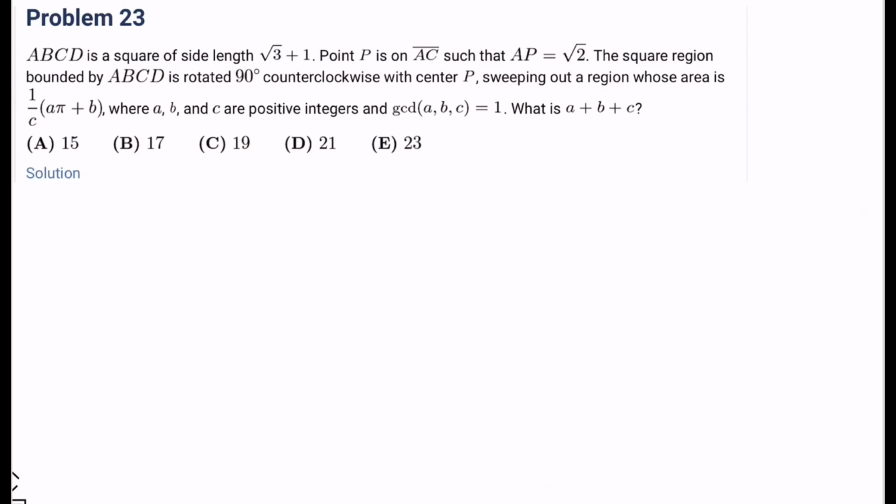Okay, so if we have square ABCD like this, this is the square with side length root 3 plus 1, and for AP to be root 2, that means AP is going to be like right here. So this is going to be P, and then if we have A, B, C, D like that, AP is root 2, that means this length is root 2, that means this is 1 and 1.